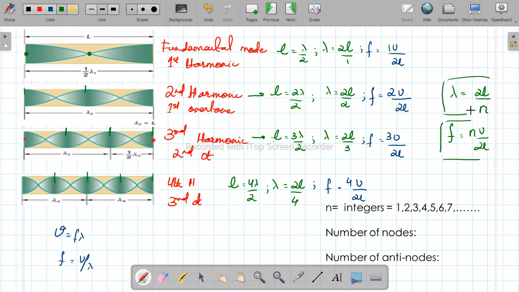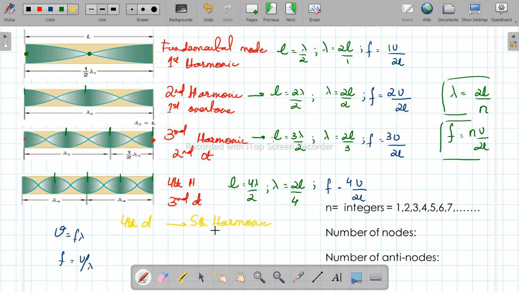Now, how do they ask these questions in exams? They say that there is an organ pipe maybe, an air column which is open at both the ends, right? Write the equation for the frequency and wavelength for, let's just say, the fourth overtone. Now, when they say fourth overtone, it goes without saying that they are asking for the fifth harmonic, right?